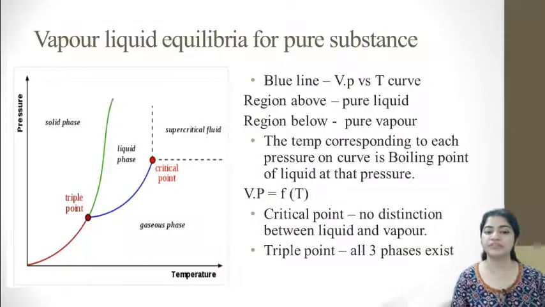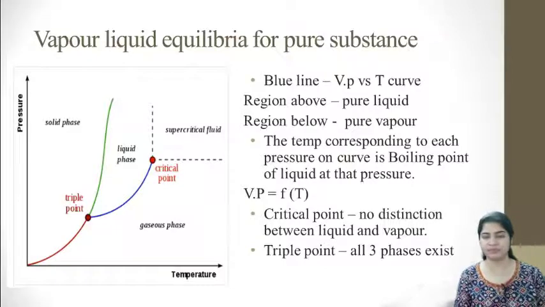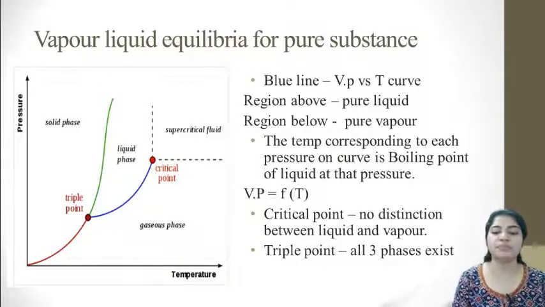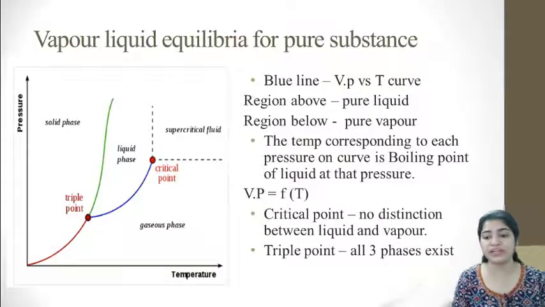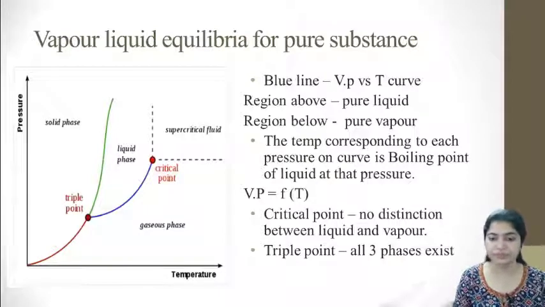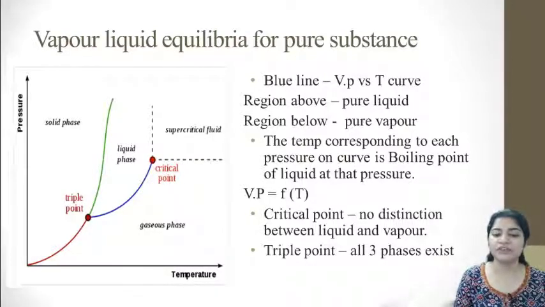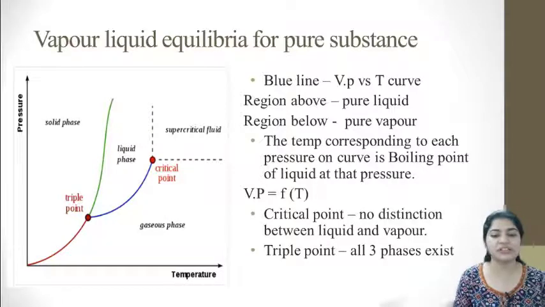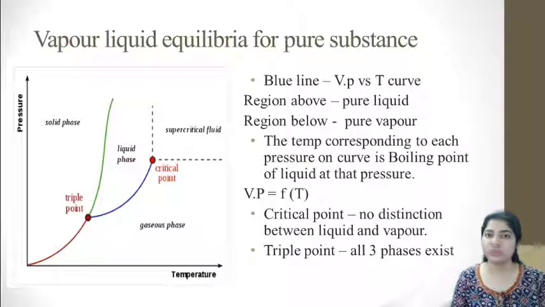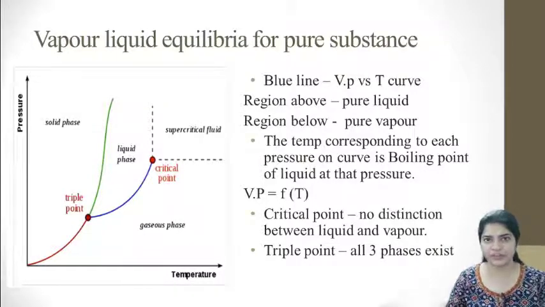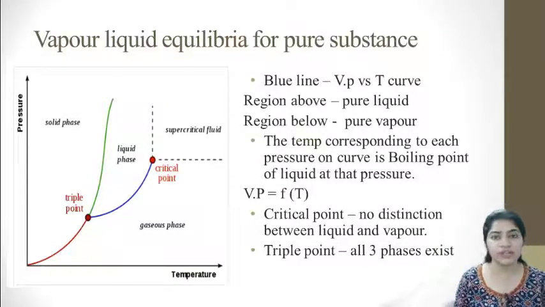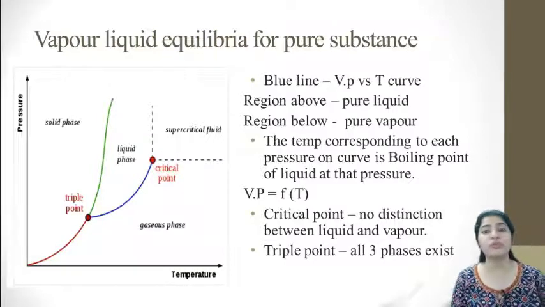The next topic is vapor liquid equilibrium for a pure substance. Here you can see that your blue line is the vapor pressure versus temperature curve. The region above it is pure liquid, whereas the region below the blue line is pure vapor. In humidification, everything is based upon the relation of vapor pressure and temperature. So what does the blue line show? It shows the boiling point and vapor pressure relation.